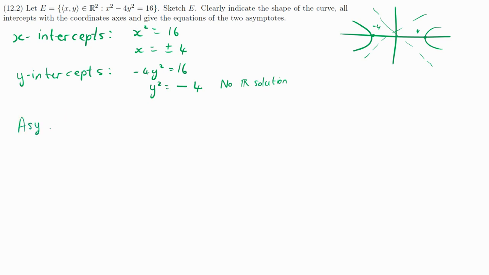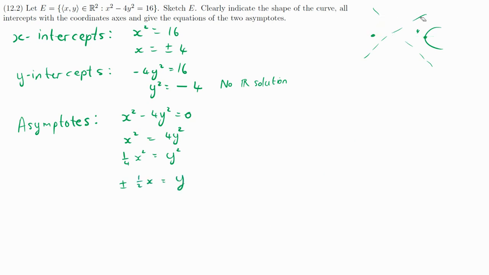So the asymptotes. This is kind of cool. What you can do is basically disregard the 16. So we just work with this part with the x and the y's. Set it equal to 0. And then we'll get x squared is equal to 4y squared. Let's get the y alone. So it will be a quarter of x squared is equal to y squared. So plus or minus a half x will be our y. So this will be our asymptotes.